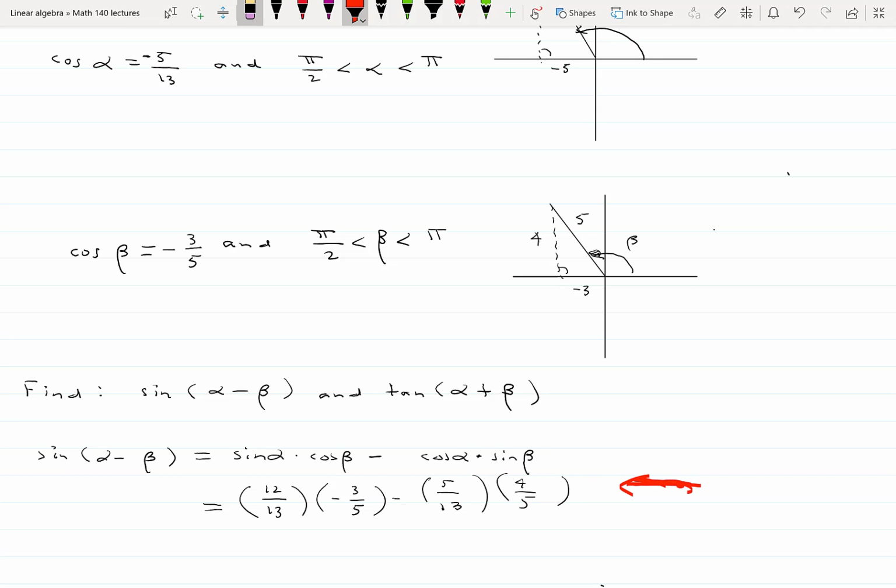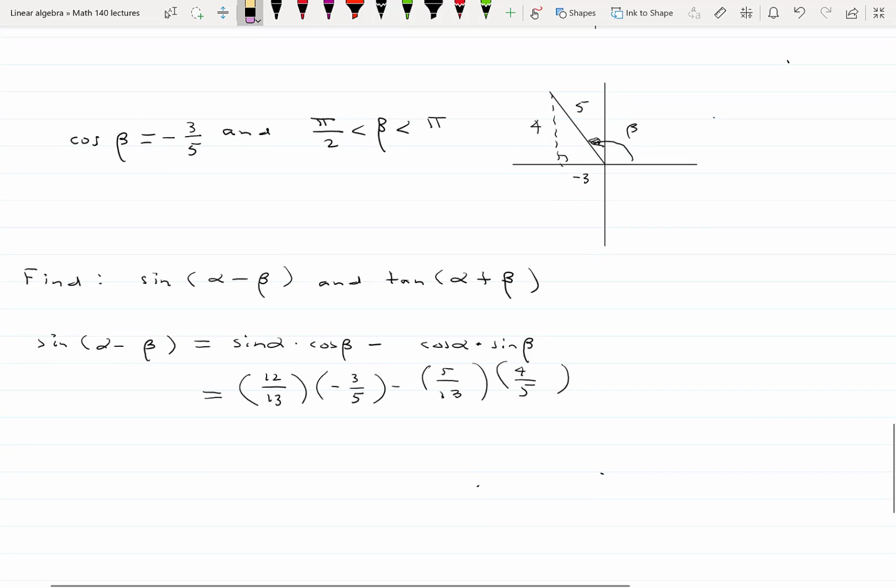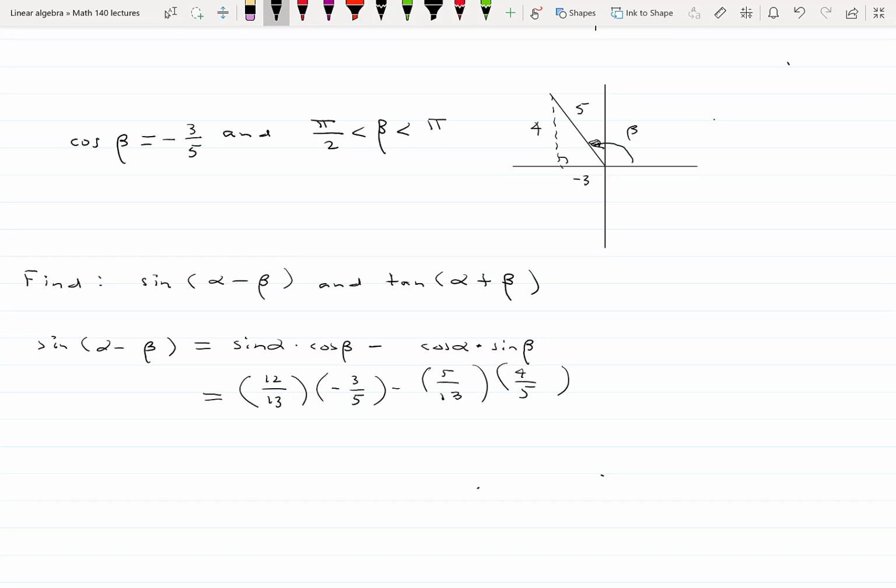And then perform the arithmetic. All we have to do is compute the value of this thing. So positive 12 times negative 3 is negative 36, and this is over 65. So negative 36 over 65. And minus 5 times 4 is 20 over 65. And negative 36, take away 20 more, is negative 56 over 65. Okay, so that's the value of the sine of alpha minus beta.